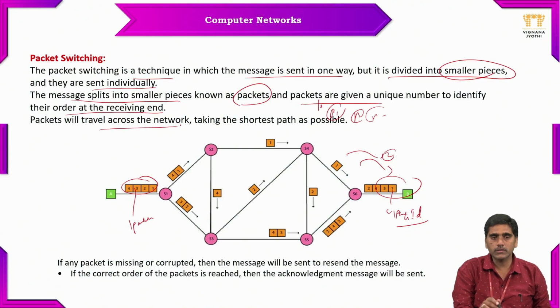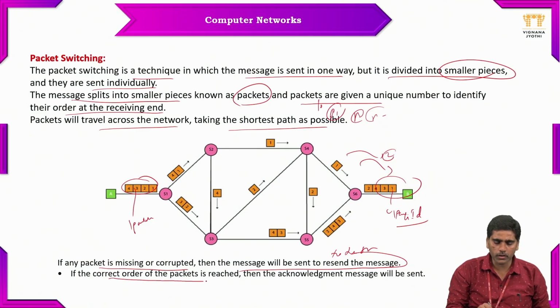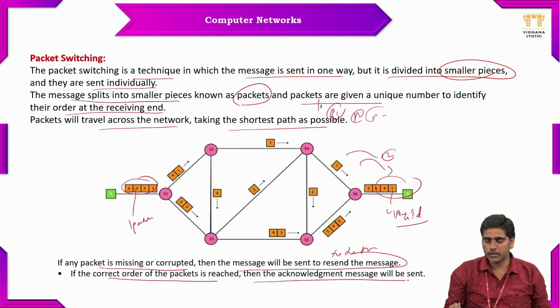The packets will travel across the network taking the shortest path possible. If any packet is missing or corrupted, the receiver sends a request to the sender to resend that packet, because it lost the packet. If the packets reach in the correct order, then an acknowledgement message will be sent by the receiver.